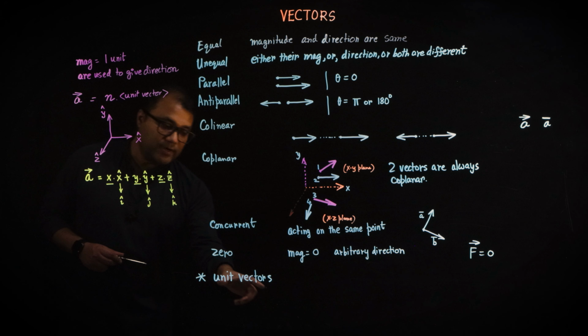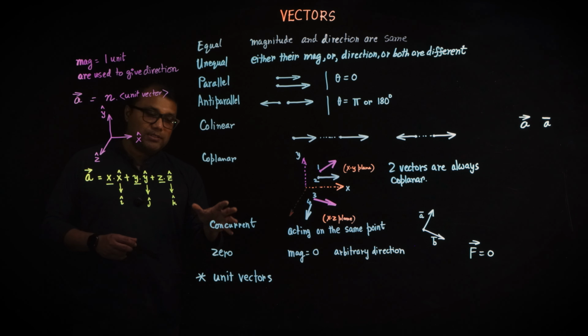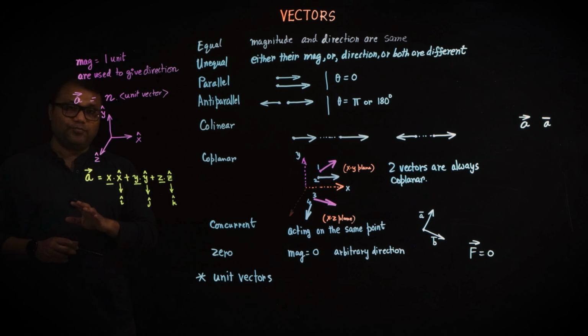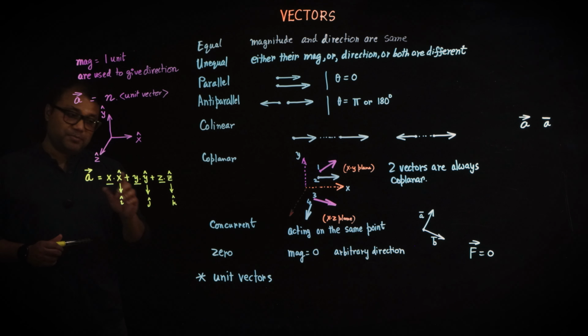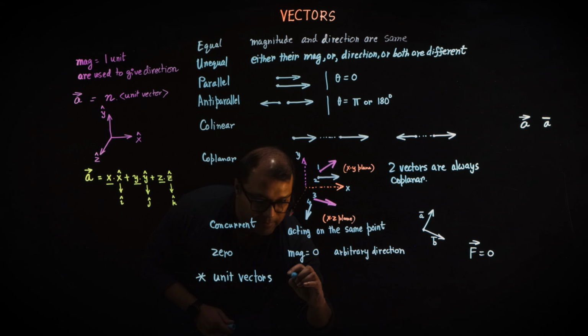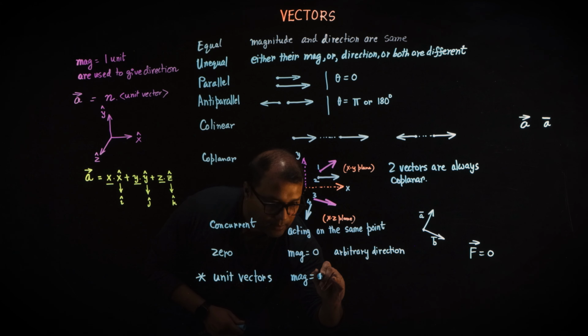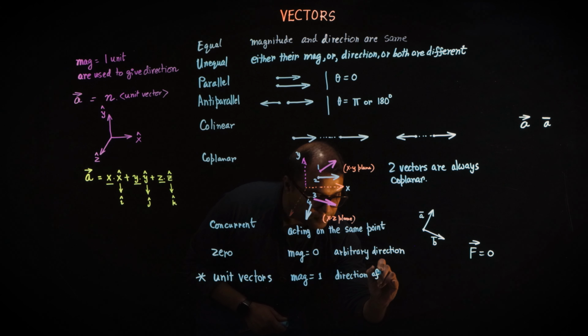Okay, unit vectors are super important, and we'll discuss more about this, and we'll use this very frequently in all our physics lectures. So pay special attention to this. Okay, so what are unit vectors? Magnitude is 1, and it gives direction of vector.